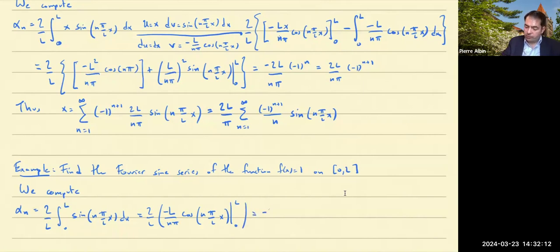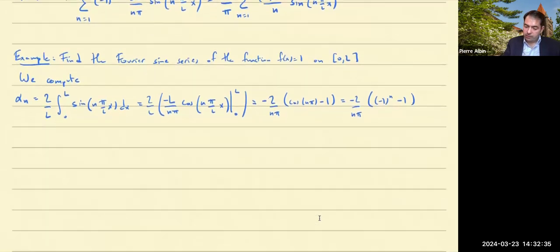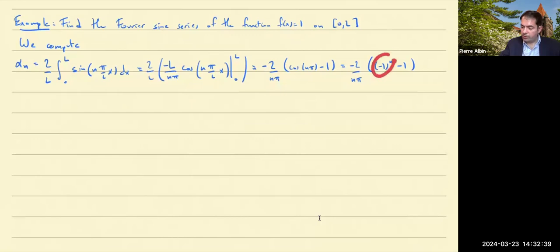Right, so it would be minus 2 over n pi times cosine of n pi minus cosine of 0, which is 1. So it's minus 2 over n pi times cosine of n pi, which is minus 1 to the n, and then minus 1. Notice that if n is 0 or even, this is equal to 1, and then 1 minus 1 is 0. But if n is odd, say 1, then this would be minus 1 minus 1, which is minus 2. Multiplied with this minus 2, I'd end up with 4 over n pi. So we're going to get 0 if n is even, and 4 over n pi if n is odd.